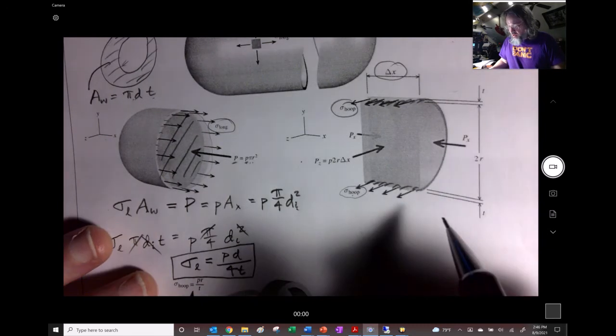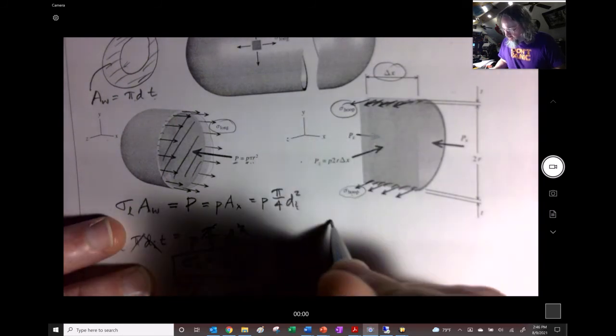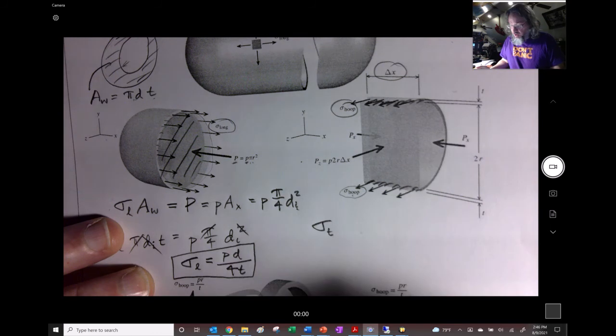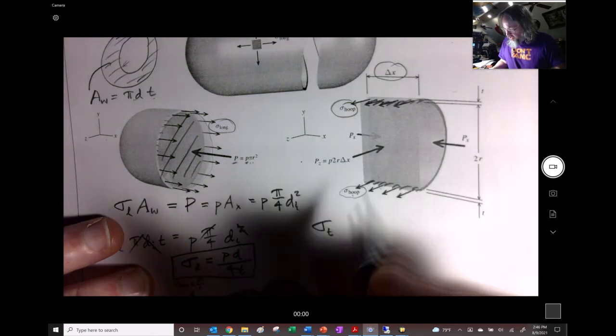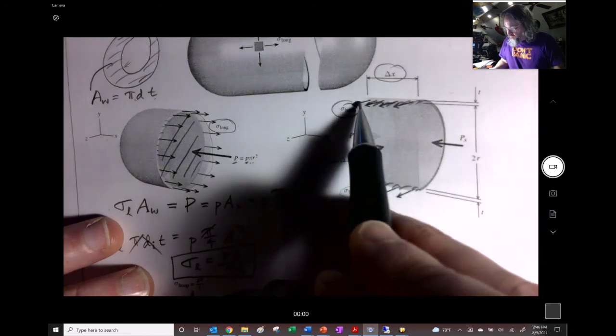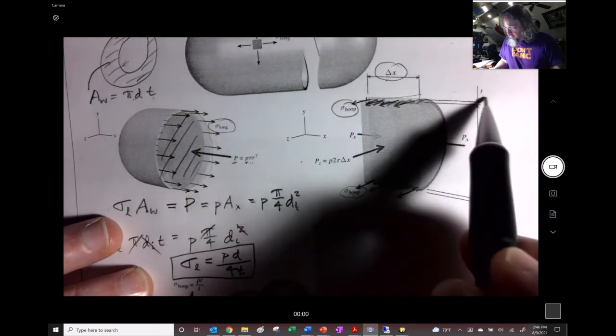And that area of the wall, if we're going to do stresses first, we would say that's going to be the tangential, aka hoop, stress. And it's in two places, so it's times 2, and it's going to be acting against this rectangle right here, right? And that rectangle is delta x times t.